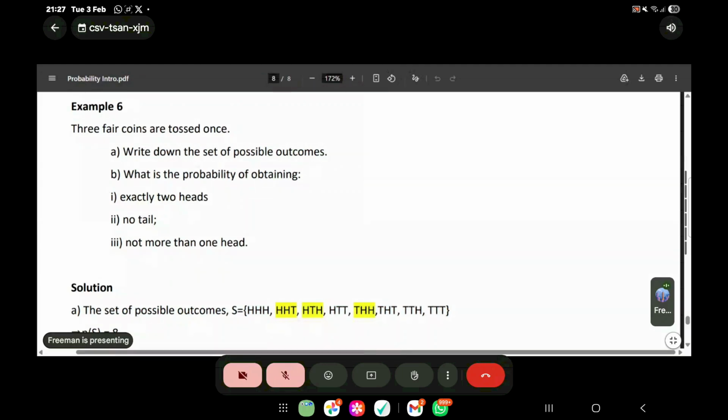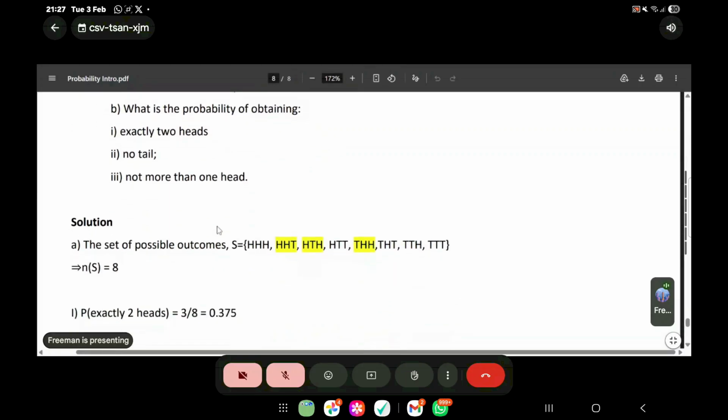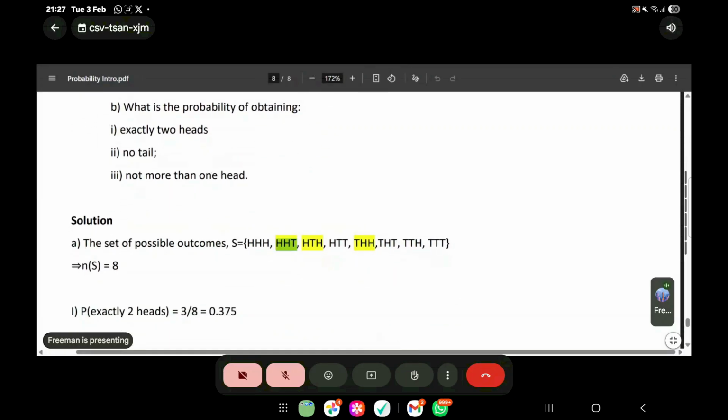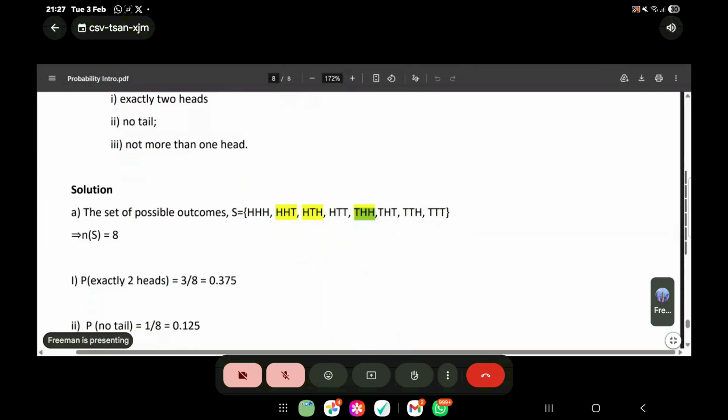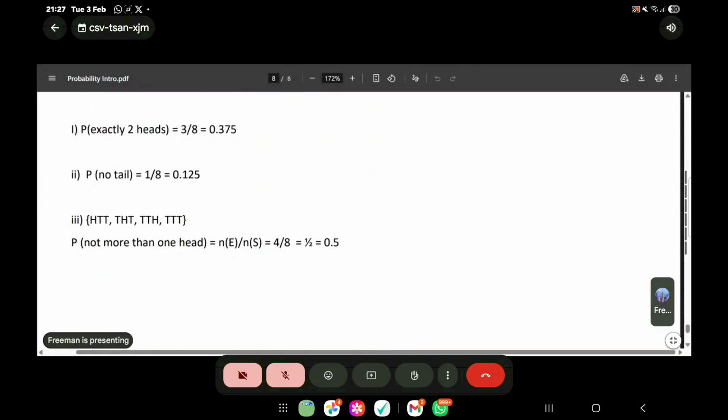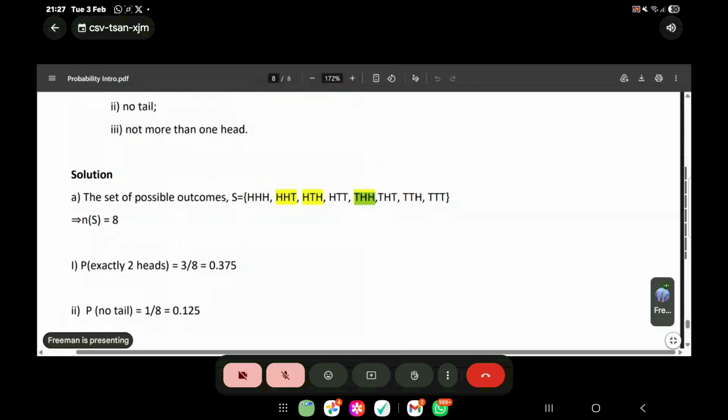What is the probability of obtaining exactly 2 heads? All the yellow ones are exactly 2 heads. We don't have less than 2 heads, we don't have more than 2 heads. So the probability of exactly 2 heads is 1, 2, 3 out of 8. The 3 yellows out of 8. Probability of no tail: there is only one instance with no tail. All the rest have at least 1 tail.